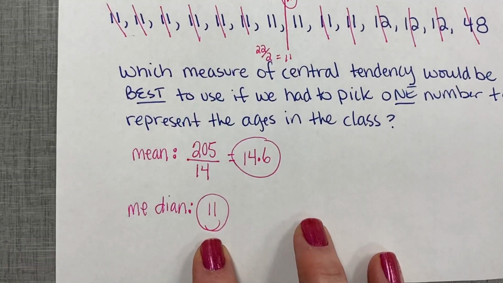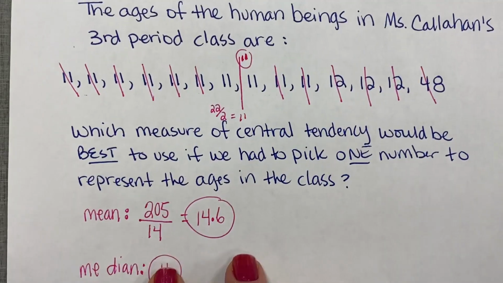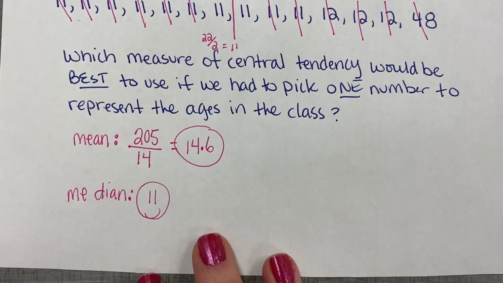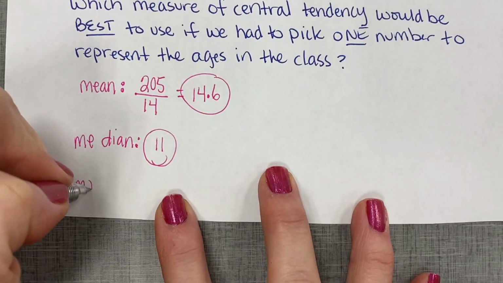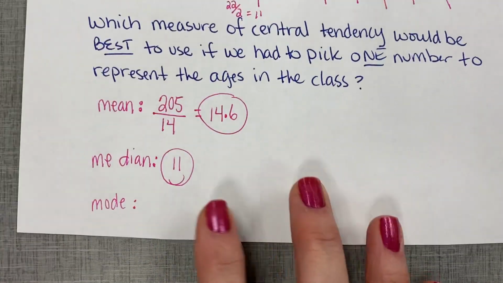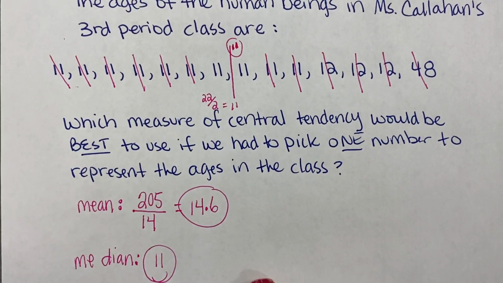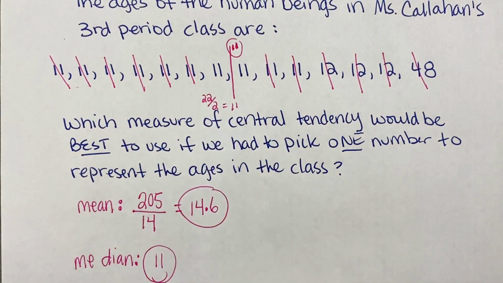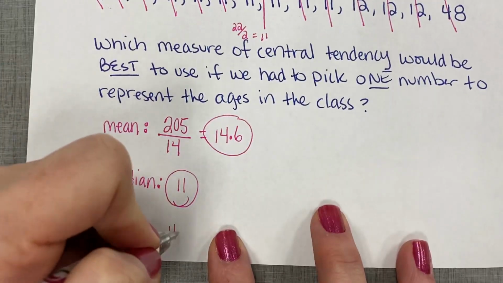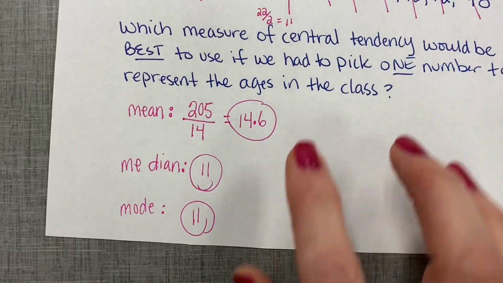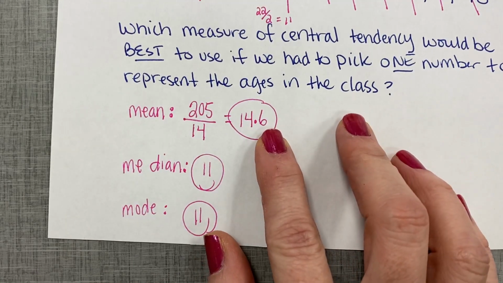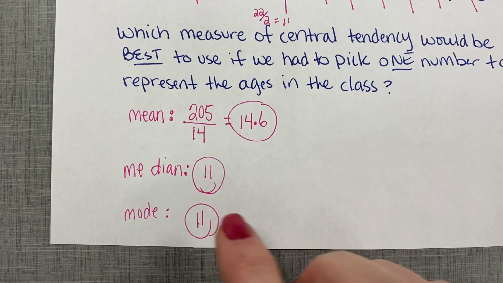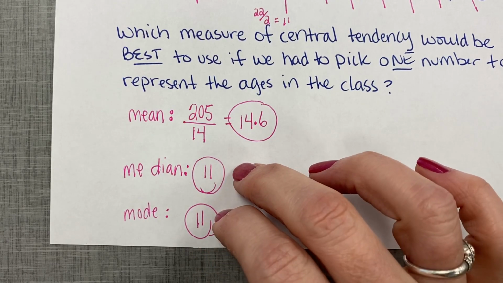Would that be a reasonable one number to represent the ages of the humans in this room? Maybe. What about the mode? Well, clearly the age that occurs most often is also going to be 11. So what do you think? Do we want to use 14.6 to represent the ages in the room, or 11? I hope you're thinking 11.